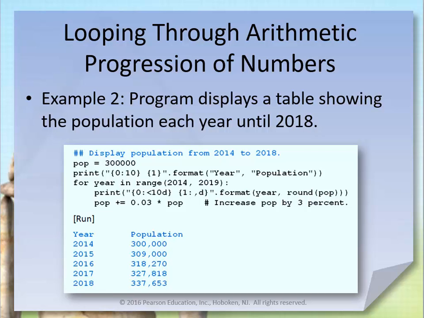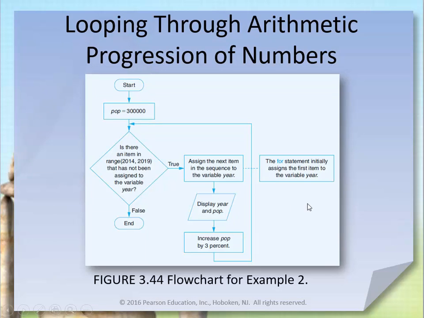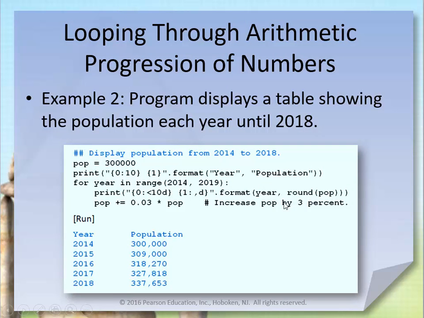Here's another example. Display a table showing the population in each year until 2018. And of course we're assuming here a population increase of 3%. So we start off, we set our pop variable equal to 300,000. We set up some print formatting statements here. If you recall, this particular dot format scenario is what is being specified here.